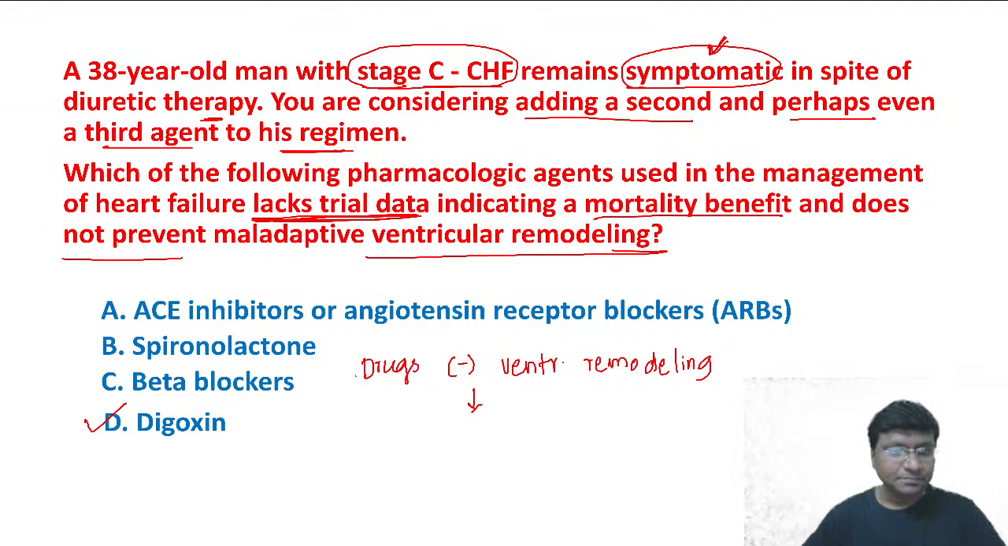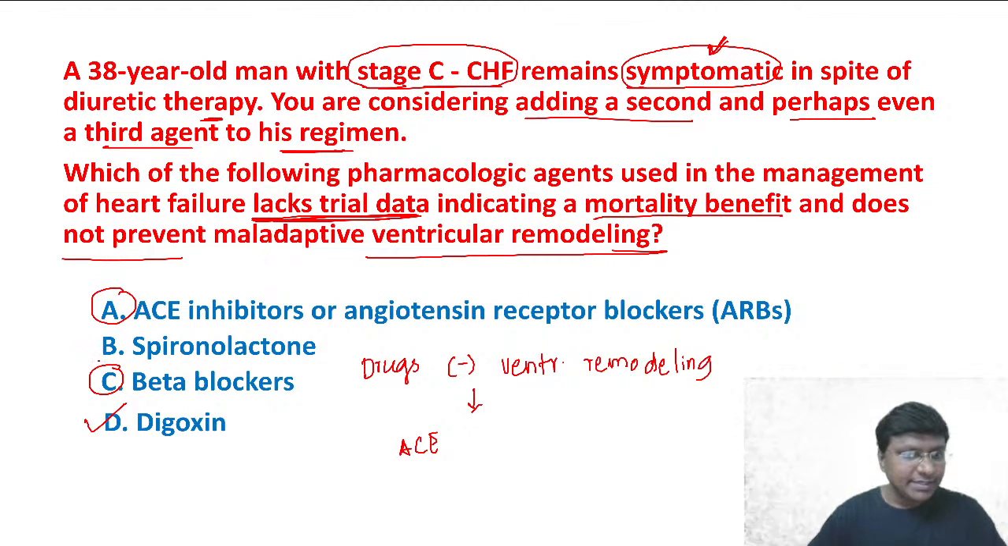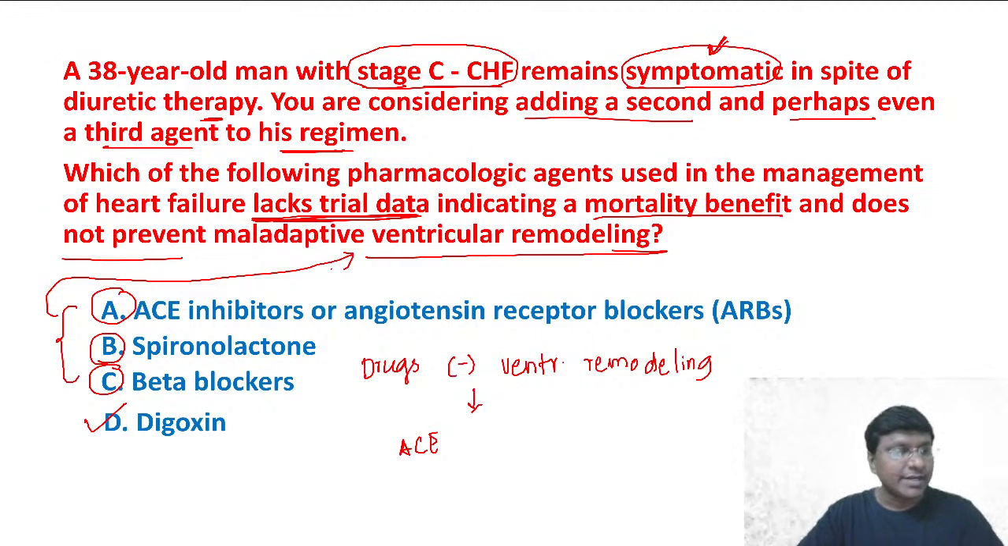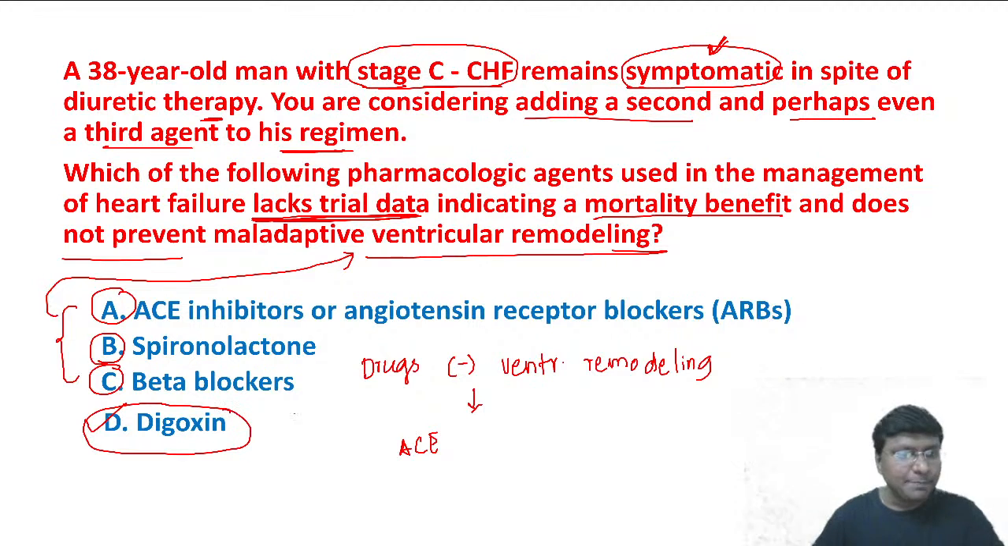Any one of you? So we have ACE inhibitors, right? We have the beta blockers, then spironolactone. So these three groups of drugs, they will prevent the maladaptive ventricular remodeling, right? They will prevent the maladaptive ventricular remodeling. But remember, digoxin, right? Digoxin will not prevent the ventricular remodeling. It can be given in congestive heart failure, but it will not prevent the ventricular remodeling of the heart failure patient.